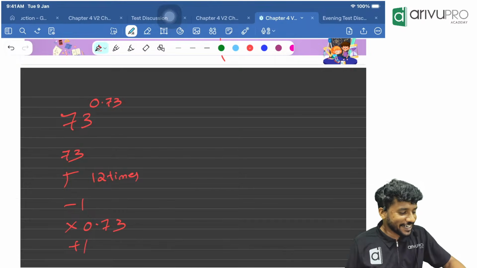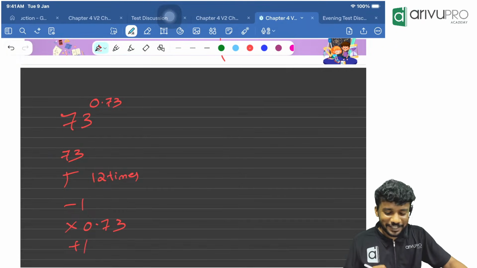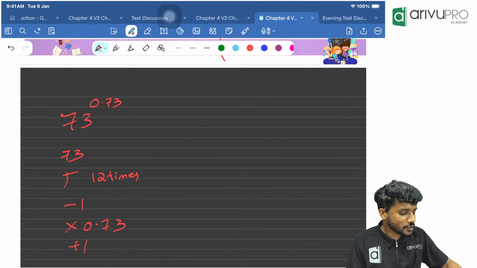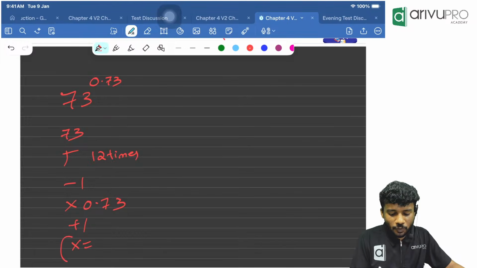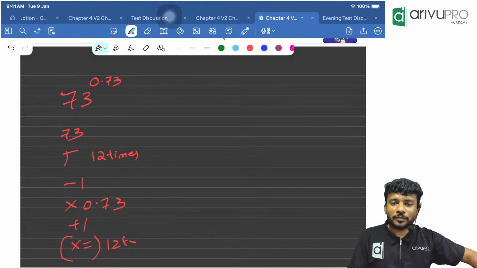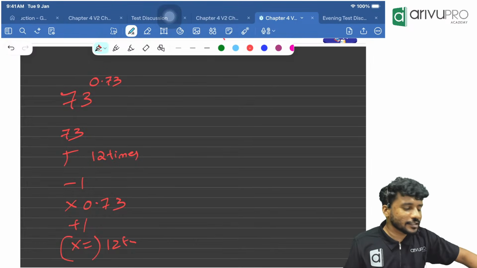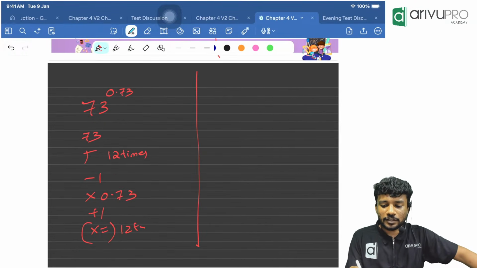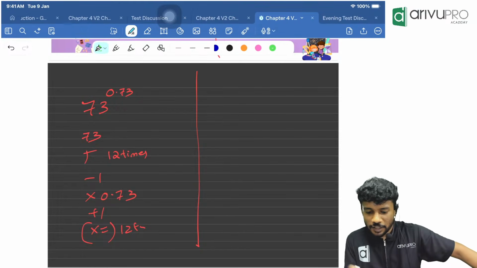73, then root. How many times root? 12 times: 1, 2, 3, 4, 5, 6, 7, 8, 9, 10, 11, 12. Then minus 1. Multiply it with 0.73. Then plus 1. Finally, equal to, how many times? 12 times: 1, 2, 3, 4, 5, 6, 7, 8, 9, 10, 11, 12. How much did you get? 22.930 something, you are getting. Done. Now one more final question. We are winding up with the last and final question.